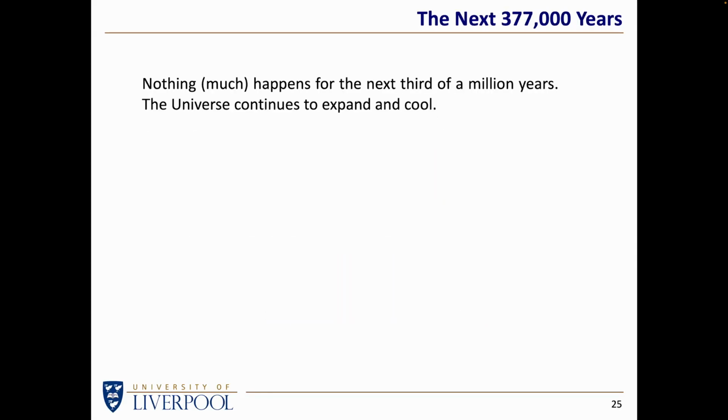So we're now going to make a big jump into the future, because nothing much of any interest happens for the next 1/3 of a million years. The universe goes on expanding. The universe goes on cooling. But something important happens after 377,000 years. At that point, the universe cools to a temperature of about 3000 Kelvin.